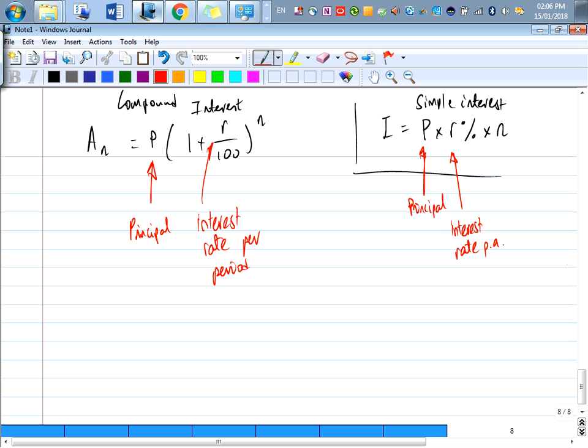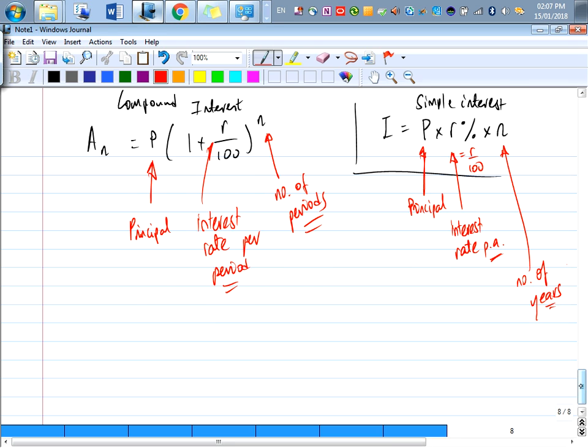What is the difference between a period and an annum? Okay, by the way, R percent is actually the same as R over 100. So mathematically, they look like they are the same thing, R over 100. And finally, over here, this N is the number of years. In this case, we have number of periods. Compare that to per annum and years. Okay, later on in the examples, we'll see how these terms are very important to answering the question correctly.